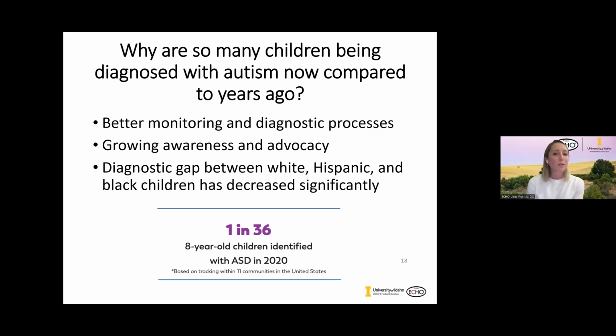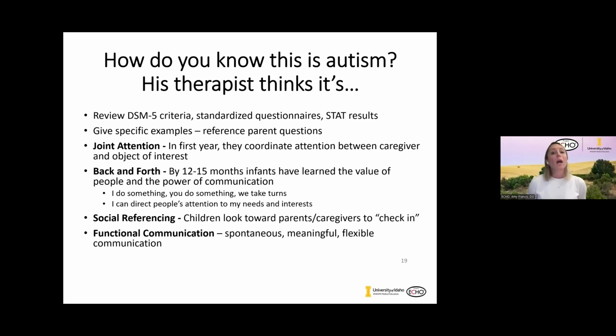Why are so many children being diagnosed with autism now compared to years ago? Well, we have better monitoring, right? We have better diagnostic processes, so better assessment tools. There is definitely growing awareness and advocacy in the community. We're screening better, just in general. I think pediatricians are doing a much better job at screening. And of course, the diagnostic gap between white, Hispanic, and Black children has decreased significantly just in the past 5 to 10 years, which is great. So right now it's 1 in 36 children that have been identified with autism by the time they're 8 years old. Next slide.